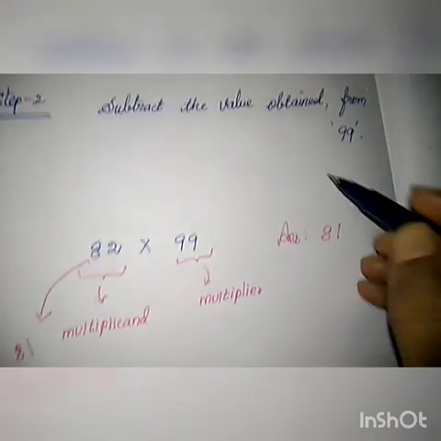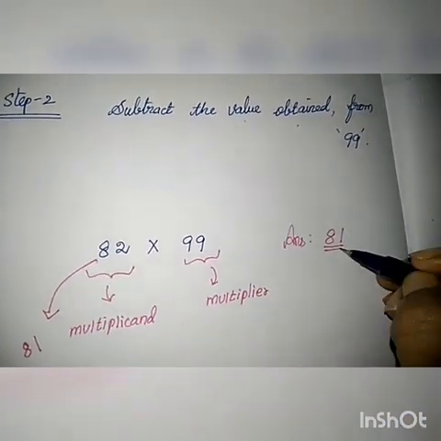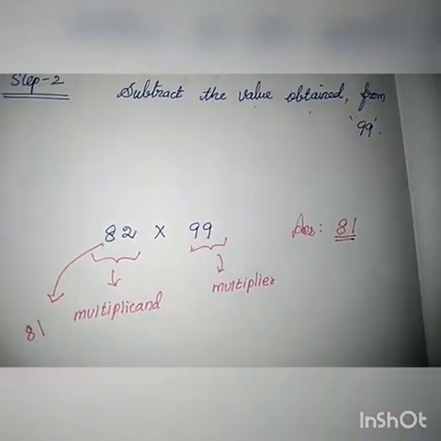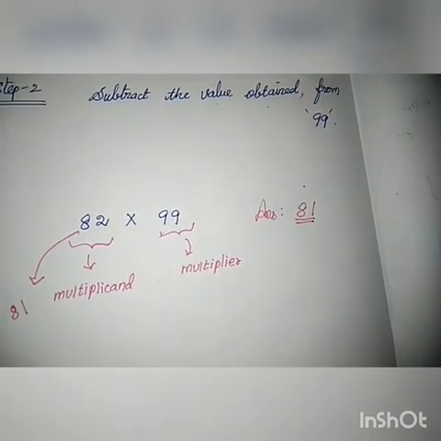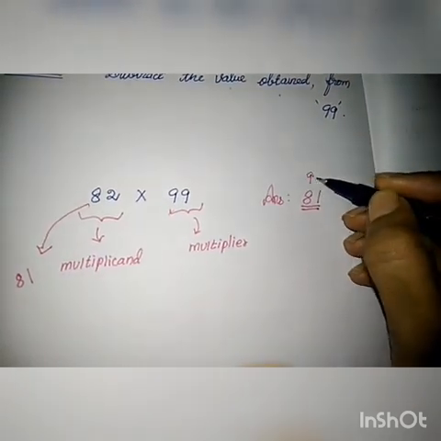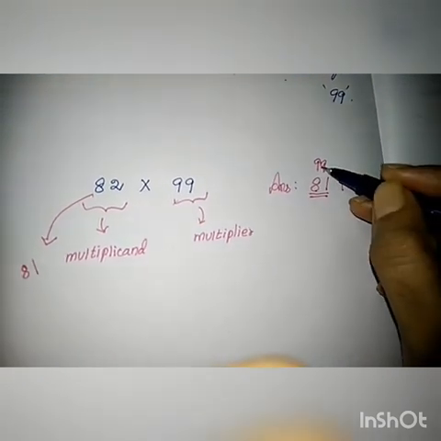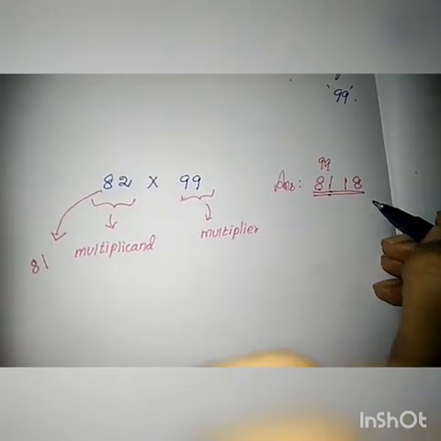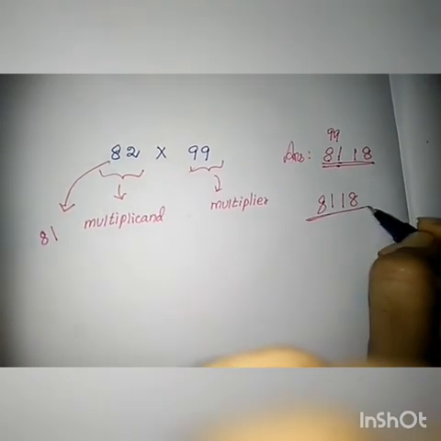Okay, what is the next step? Subtract the value obtained. This is the obtained value. This is to be subtracted from 99. Why? Because 99 is the multiplier over here. For simple multiplication, we can simply write 99 over here to get the final result. 9 minus 8 is 1. This 9 minus 1 is 8. So this is the second part of the answer. So my answer is 8118. Final answer.